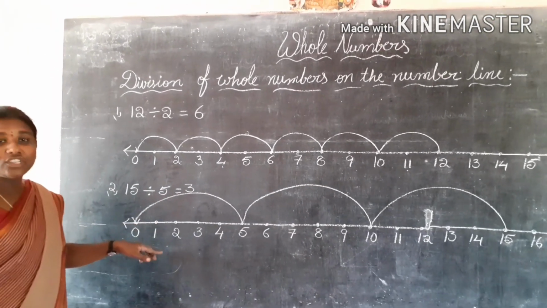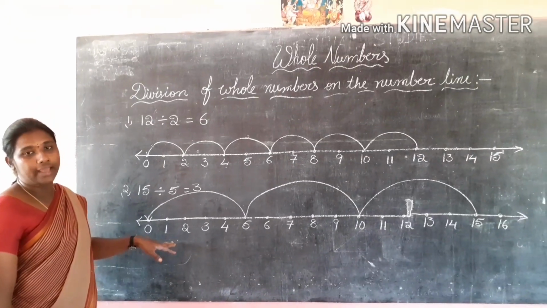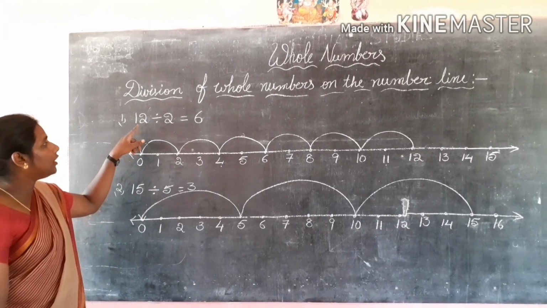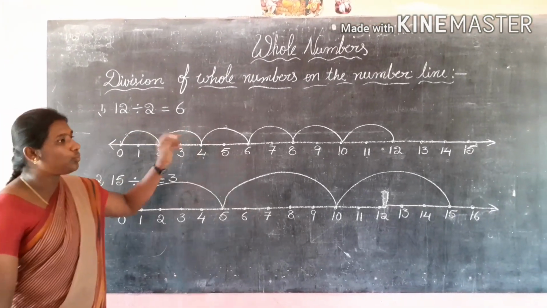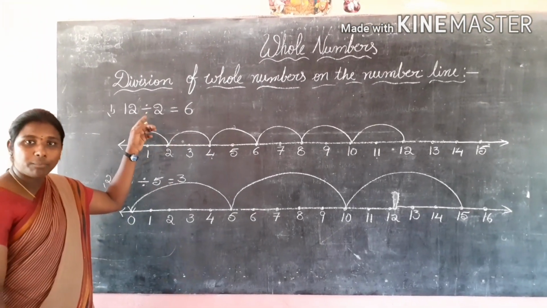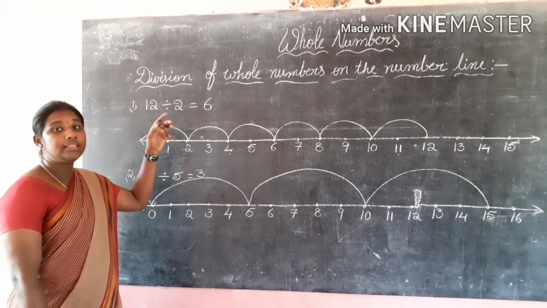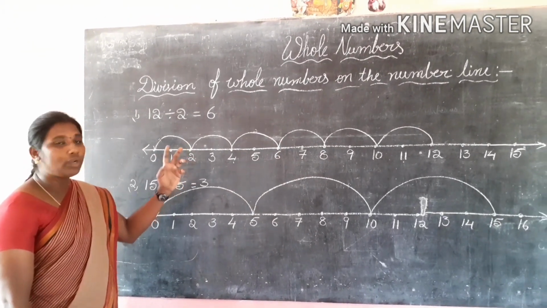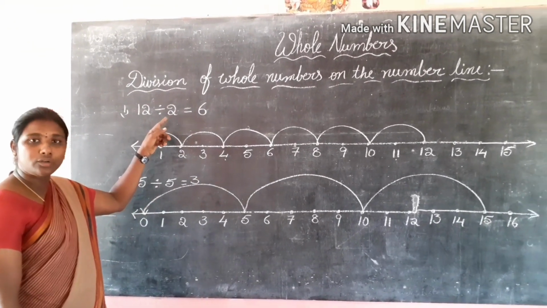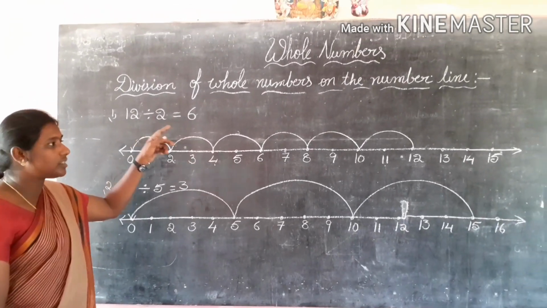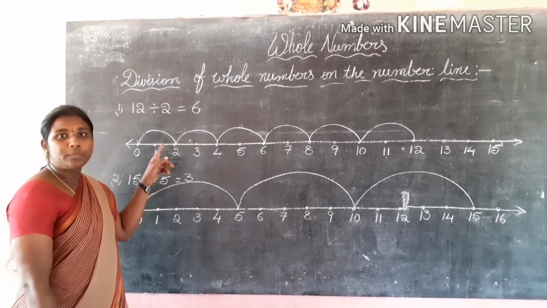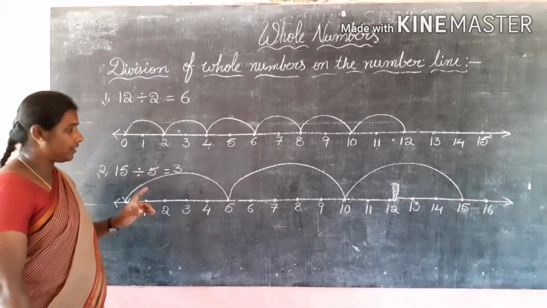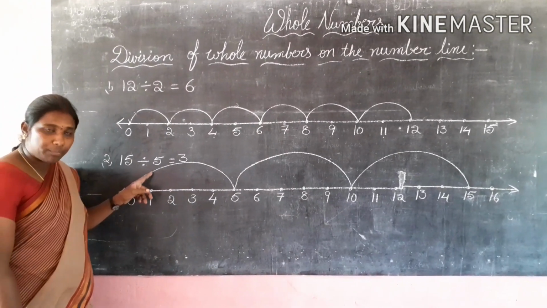This is about the division of whole numbers on the number line. Okay, see how we will do it. First, what is the number we start on? There too we have to start. By what number are we doing division? That many times we have to jump. Suppose we are doing division with 2. That's why we have to come back 2 numbers at a time up to 0. How many times did you jump? That is the answer. Next, here also 15 divided by 5.